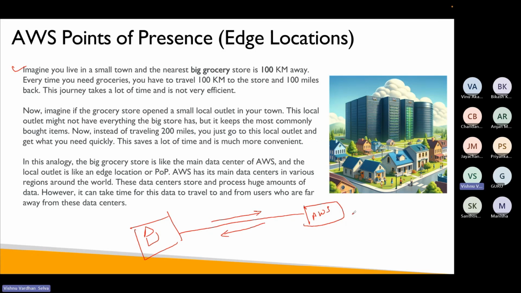So AWS, the supermarket name or the brand name, the owner sees that a lot of users are coming from this XYZ town to buy things. So what does he do? He will try to open a small shop in their village itself. But this small shop will not consist of all the goods.